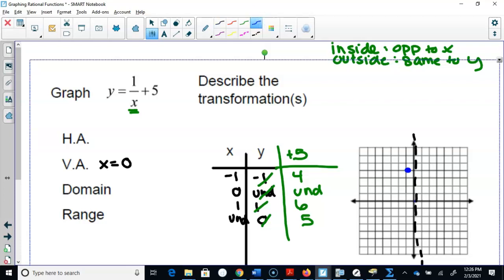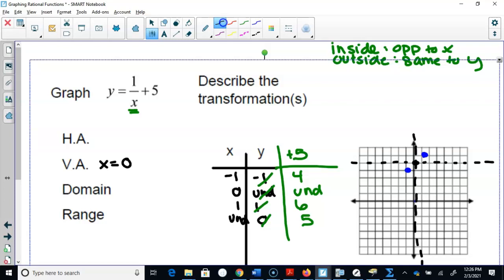Next, let's look when x is equal to 1. Y is equal to 6. X is equal to 1. 1, 2, 3, 4, 5, 6. And then finally, when x is undefined, y is equal to 5. So when y is equal to 5, we will not have a value for x right there. 1, 2, 3, 4, 5. When y is 5, no value for x.